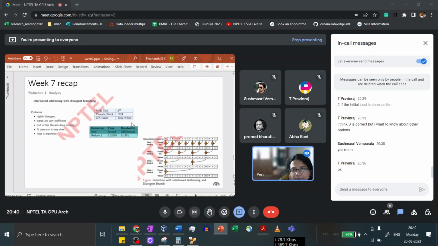Then if you remember this part that was used in class, right? This is the first reduction, reduction 1, that was discussed in class.